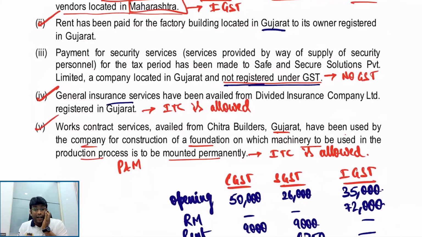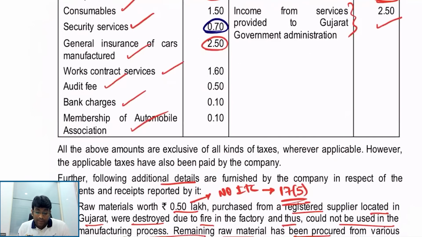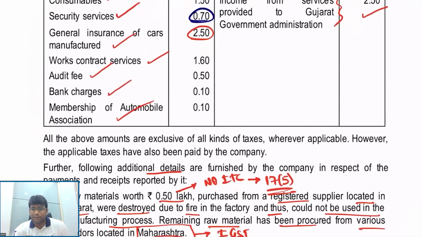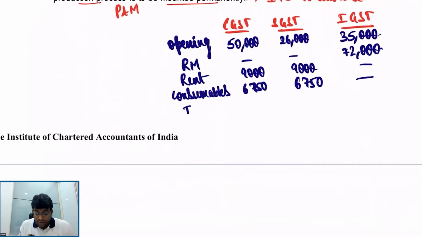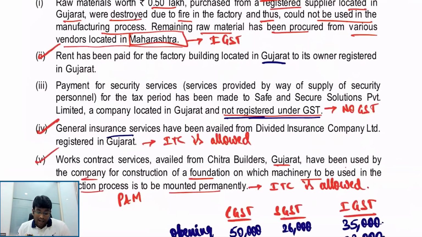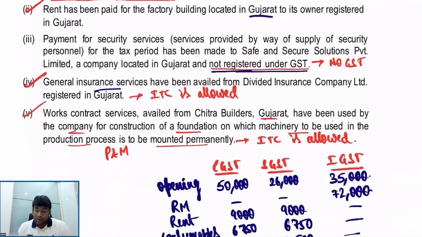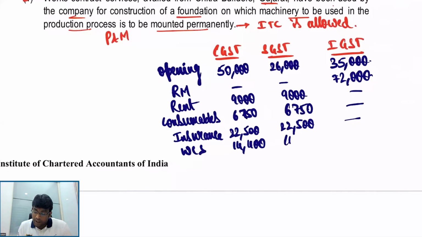Insurance, that I will definitely take credit. Correct or not, my dear friends? Insurance from Gujarat only. What is the value? 2,50,000. What percent? Of course, 9% and 9%, which comes to 22,500, 22,500. That is the story of my insurance. Then, works contract service, of course, I can happily take credit. 1,60,000 into 9% and 9%: 14,400, 14,400.